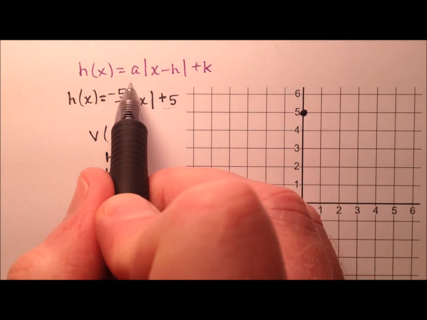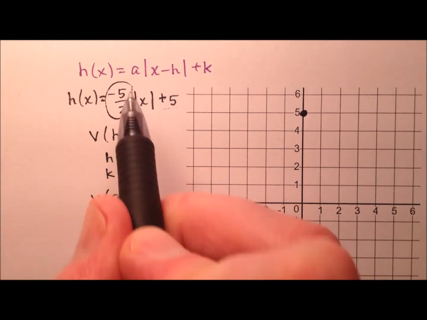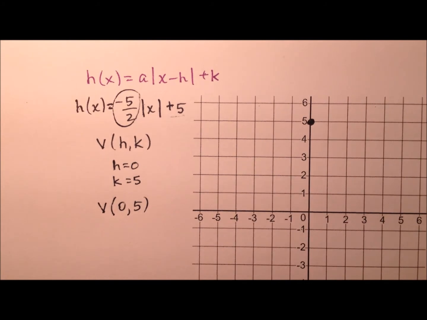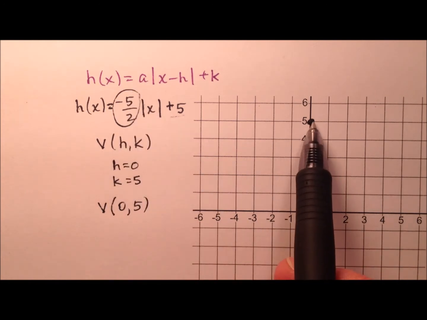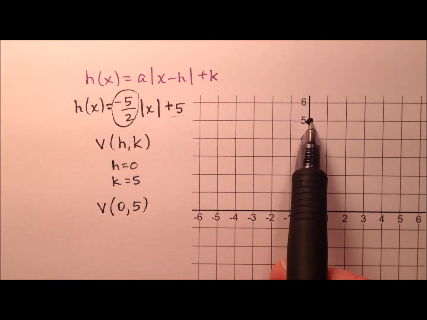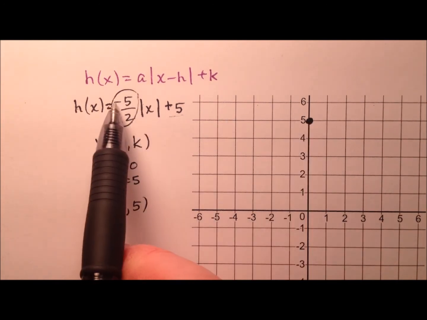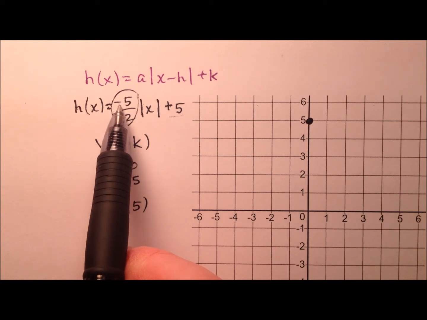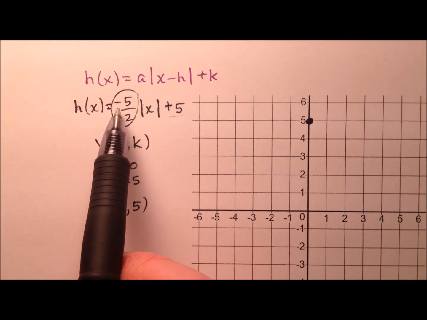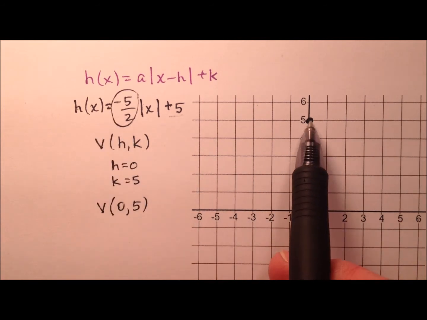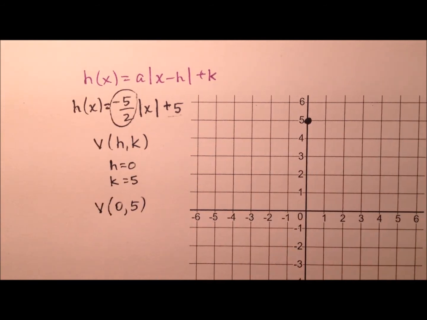Okay, now let's go ahead and use this negative 5 halves, which is this a value. Remember that a plays two roles. It indicates the slope of the lines, or the slope of these legs that are going to come off of this vertex, and also whether it opens up or down. So this negative means that the function has been reflected over the x-axis, so the v-shape of our absolute value will be opening downward because it's negative. So these legs will come down this way.